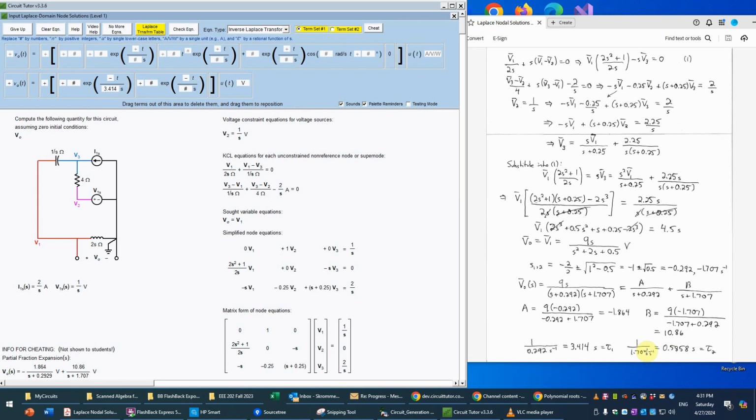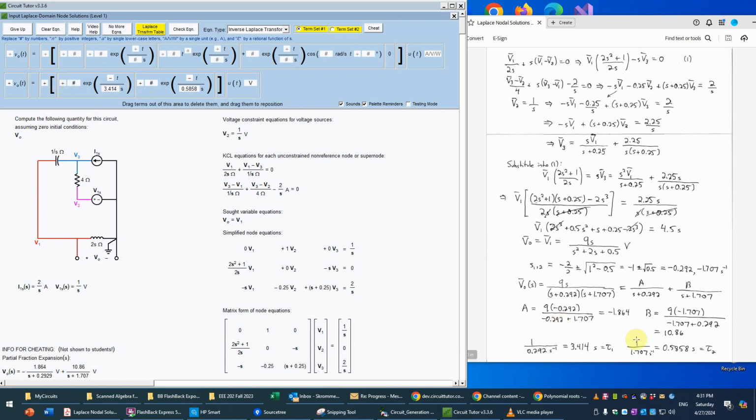And then the second time constant is the reciprocal of the second rate constant, which is 1.707, which is inverse seconds. And therefore, just doing that on a calculator is 0.5858. Again, just carrying through 4 digits just for sake of accuracy. We probably don't need that many.